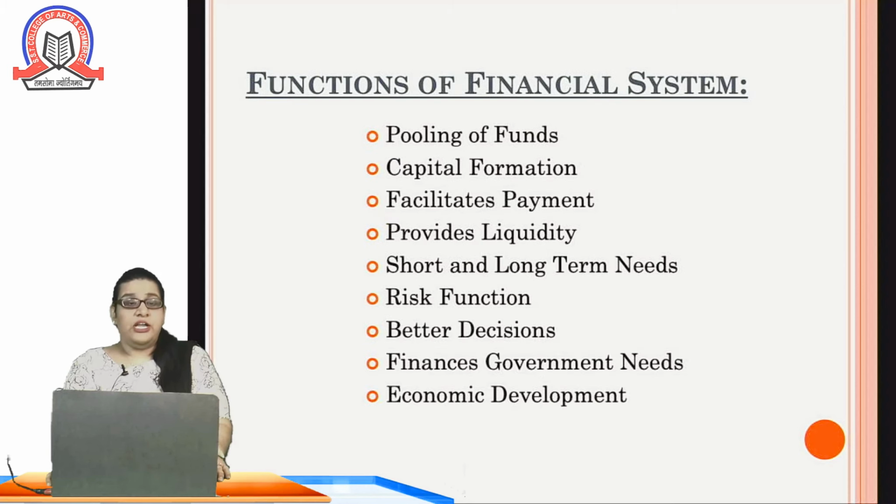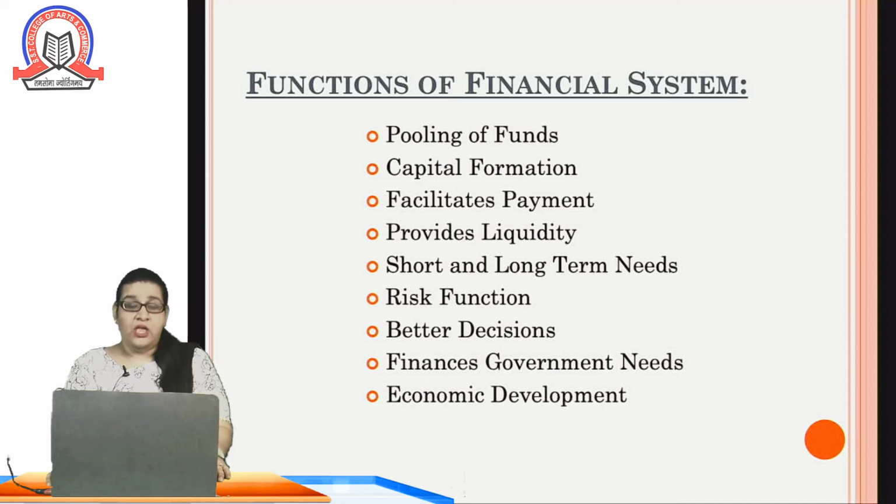Moving forward, now we will see the functions of the financial system. First is pooling of funds. The financial system collects the money from those who have extra money, who want to save their money, and they provide loans to the needy person. In this way they pool the funds and provide them to needy persons, businessmen or industries.